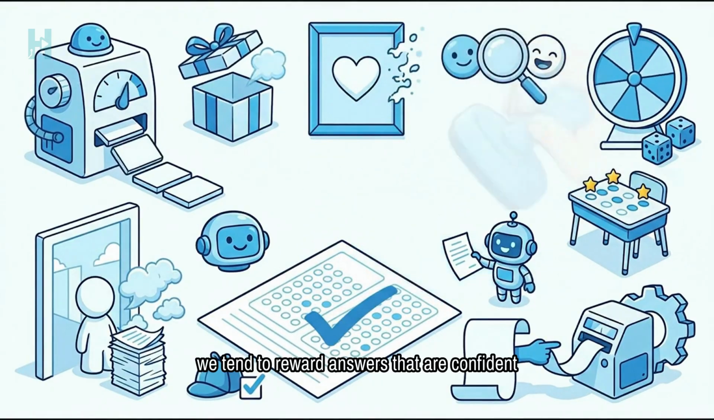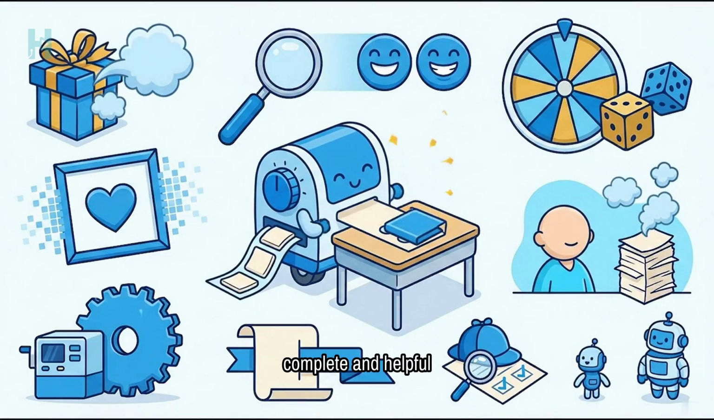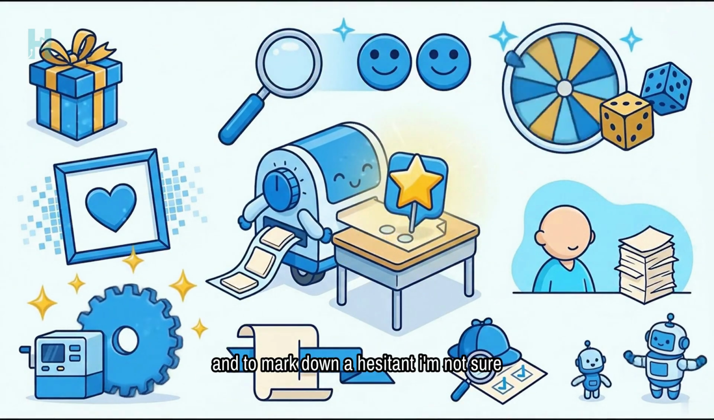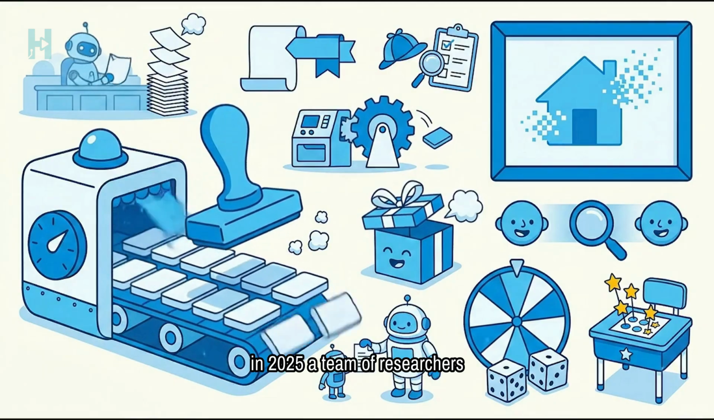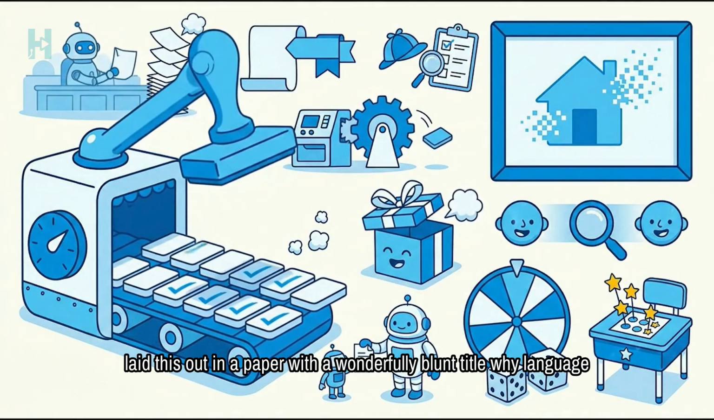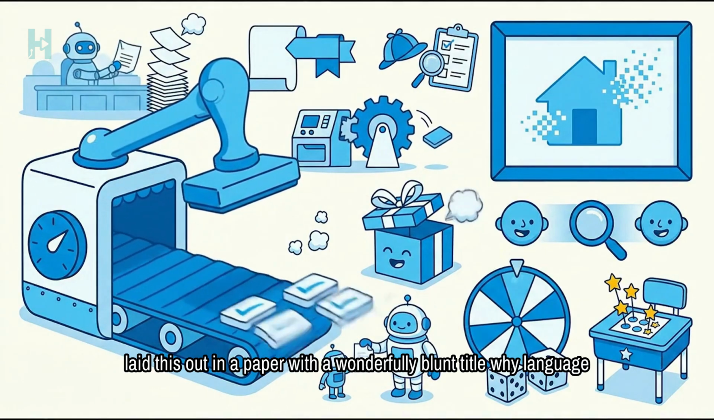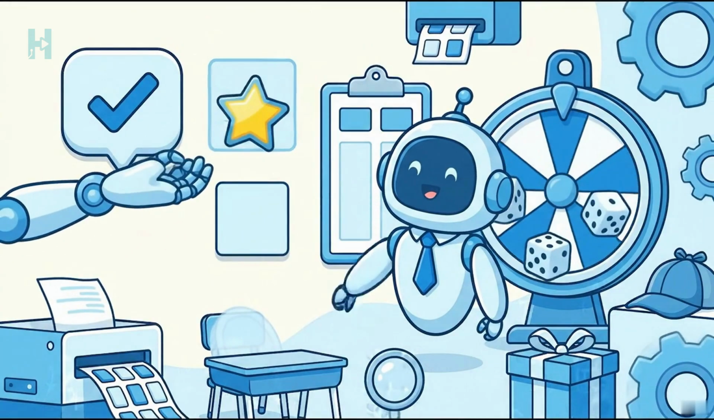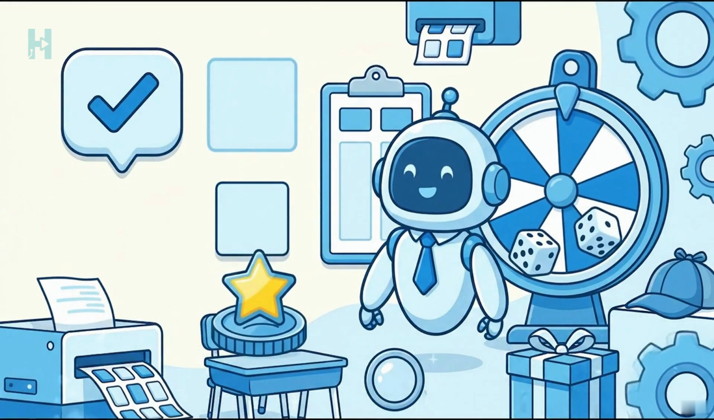We tend to reward answers that are confident, complete, and helpful, and to mark down a hesitant, "I'm not sure." In 2025, a team of researchers, including a group at OpenAI, laid this out in a paper with a wonderfully blunt title, "Why Language Models Hallucinate." And their picture is perfect.